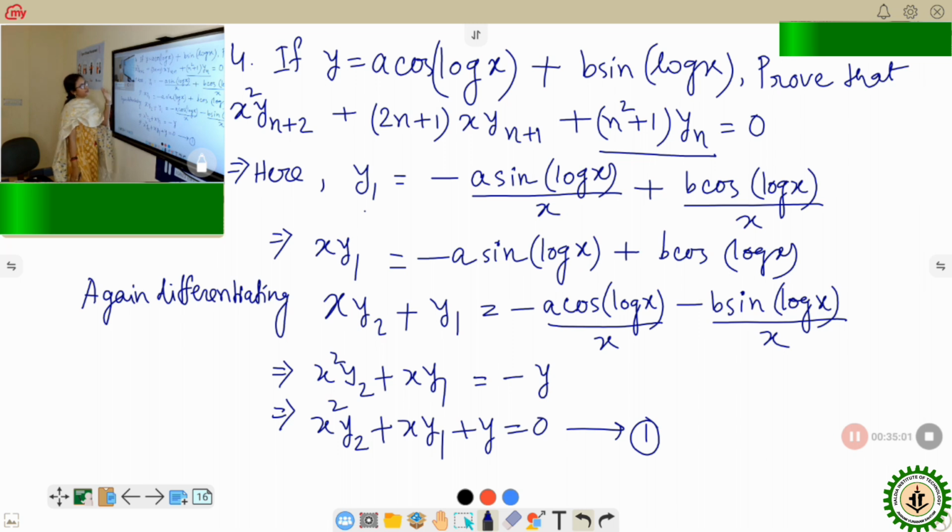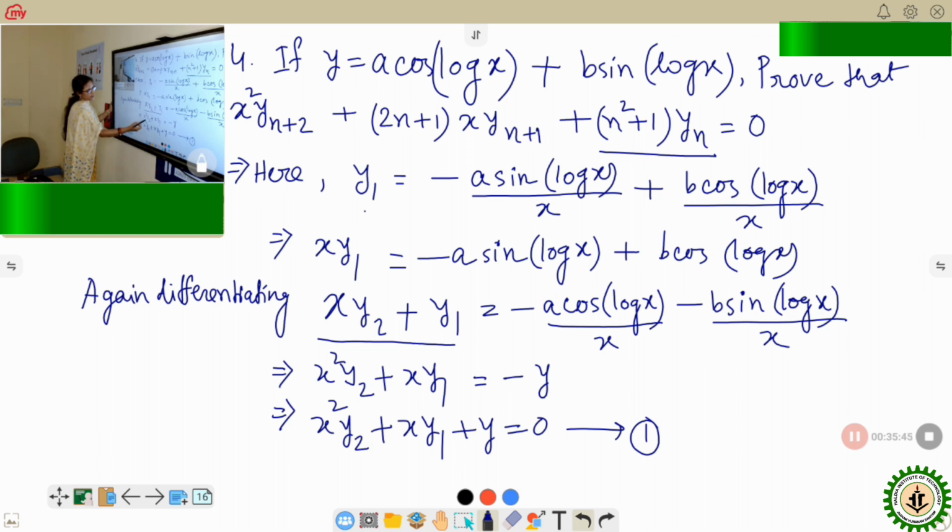First of all, we calculate y1, the first order derivative with respect to x. It will be minus a sin log x divided by x plus b cos log x divided by x. Then x has been multiplied on the left hand side: x y1 equals minus this one. Again differentiating with respect to x, what will come? x y2 plus y1 equals minus a cos log x by x minus b sin log x by x, and again this x will be multiplied on the left hand side.